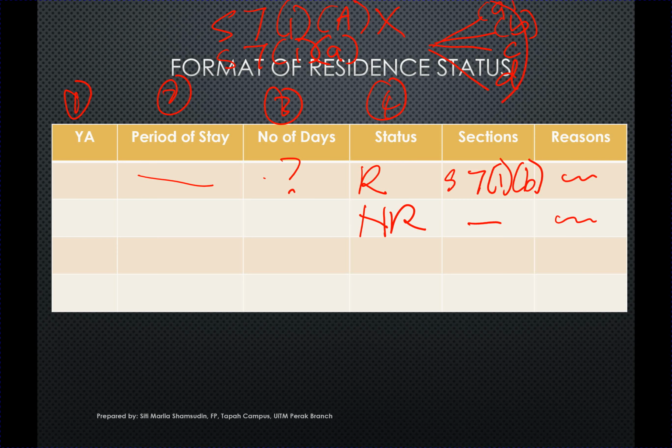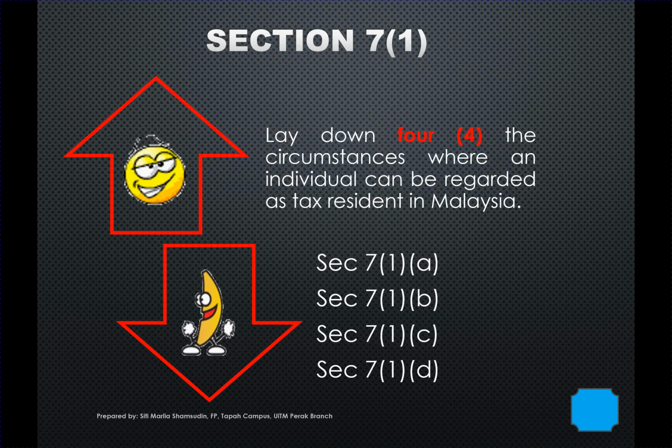Tapi reason nanti kita akan taruh. Okay, so you have to follow this format closely.